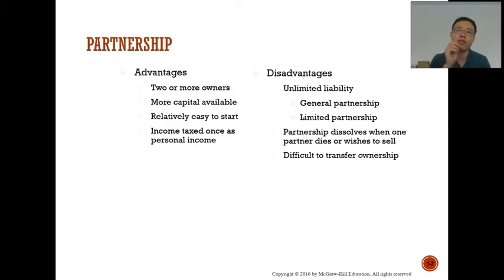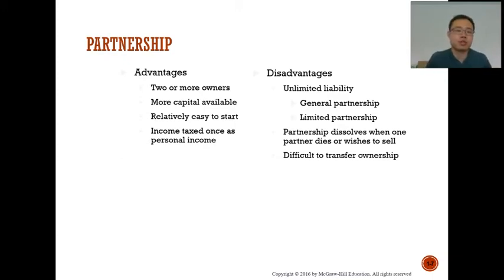Okay. Partnership dissolves when one partner dies or wishes to sell. Remember that if just one of the 4 partners wants to sell his ownership, then this partnership will go away, and another partnership will form. For example, we 4 have the business, and I want to sell my portion, it's not really the stock share, but my partnership, to another person. Then our partnership will dissolve, and you 4 will form another partnership. Again, it's also difficult to transfer ownership.